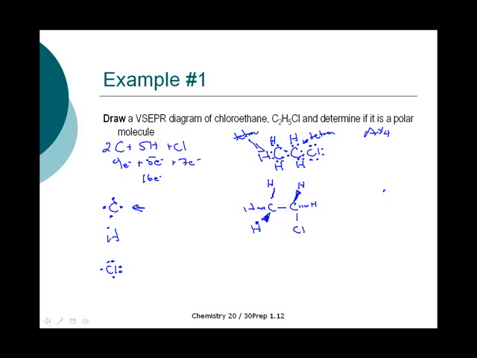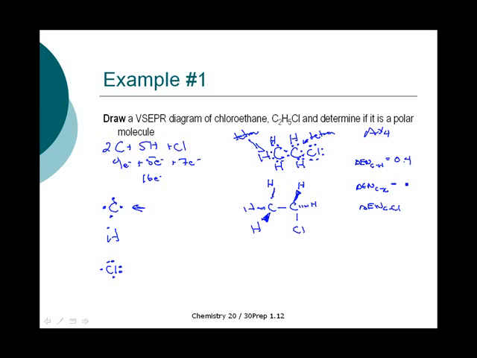And now we'll take a look to see if we have any polar bonds. We only have 3 types of bonds. We have a carbon-hydrogen bond, a carbon-carbon bond, and a carbon-chlorine bond.